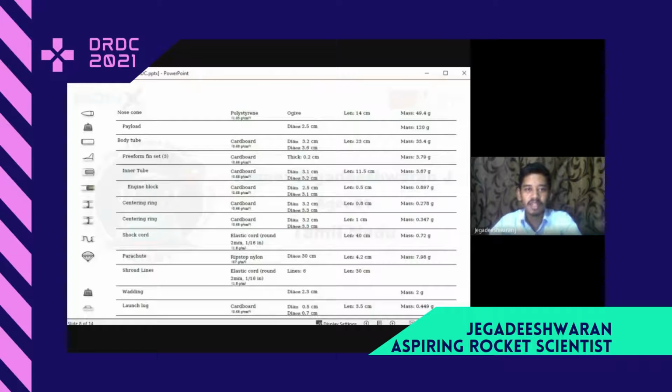The design parameters are tabulated in this slide. Every component is designed to have enough strength to hold everything in its location rigidly. The shape, size, and dimensions are given here.